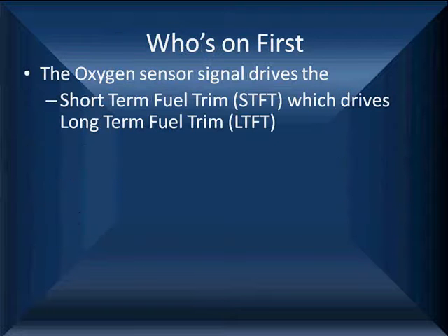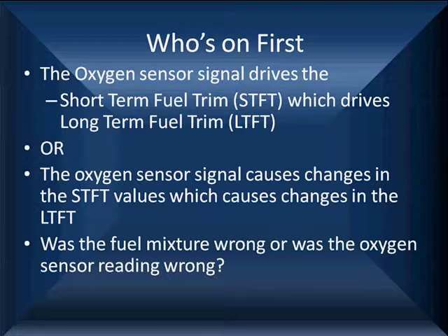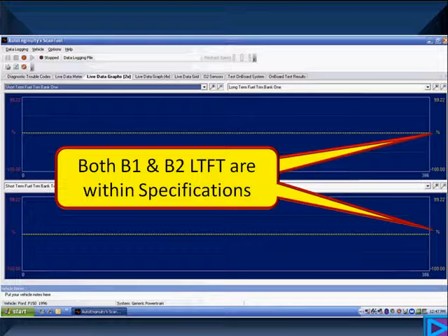Now, the oxygen sensor drives the short term, which then drives the long term. I know this is the third time we've said it, but I really need to say it another half a dozen. Long term is driven by short term. Short term is driven by the oxygen sensor. The oxygen sensor signal causes changes in short-term fuel trim values, which then cause changes in the long term. Was the mixture wrong, or was the oxygen sensor reading wrong? We're going to talk about that when we get to oxygen sensors.